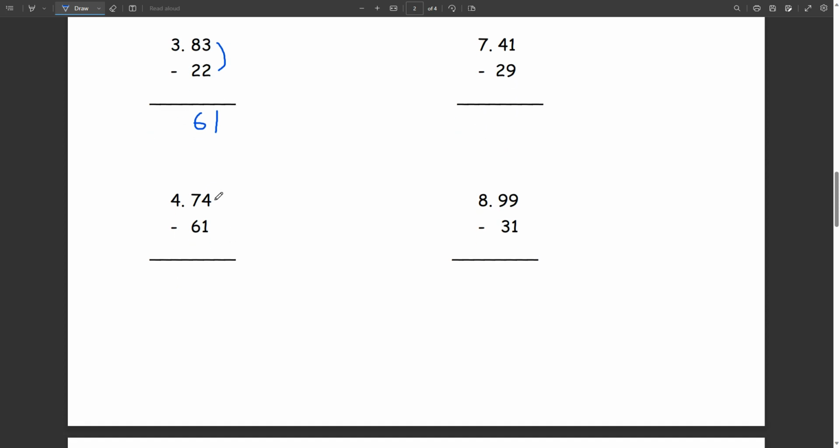Number 4, 74 minus 61. So 4 minus 1 equals 3. And then 7 minus 6 equals 1. So your answer is 13.